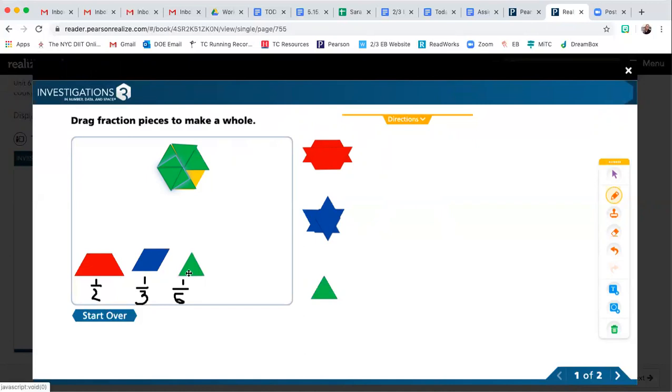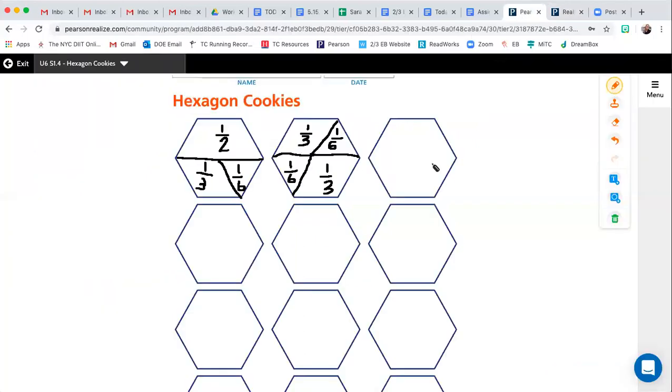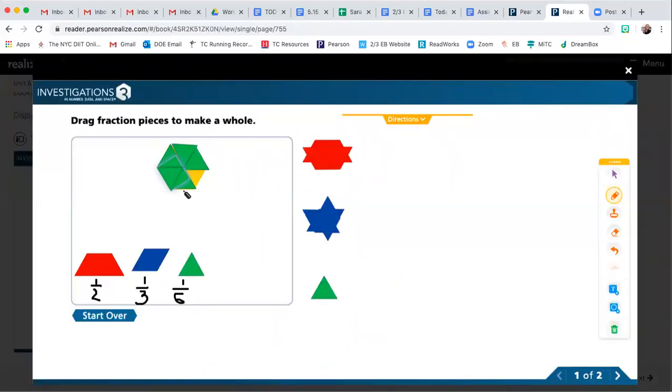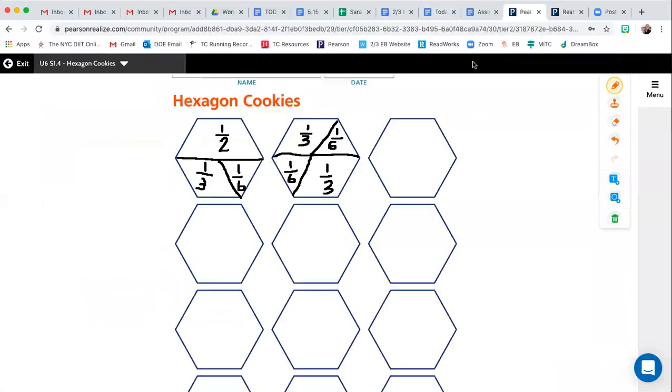I highly suggest that before you get started working, you go ahead and draw these shapes for yourself and label them with their fractions so you know which ones you're going to be using to fill out this sheet. You may not fill out the whole sheet. That's okay. Just do as many as you can. Figure out and fill in as many as you can.